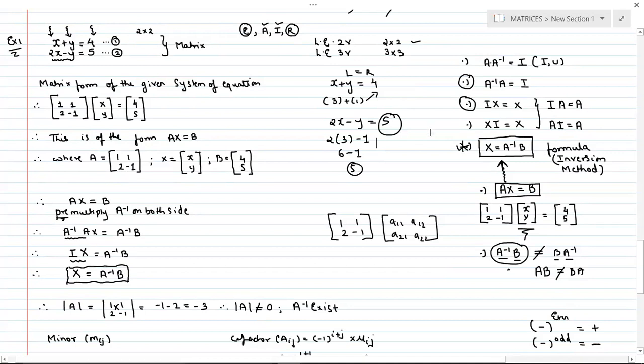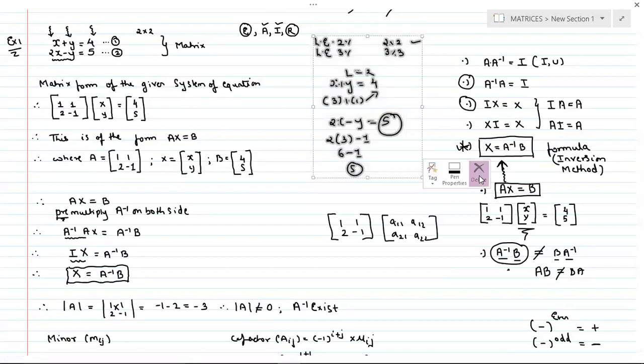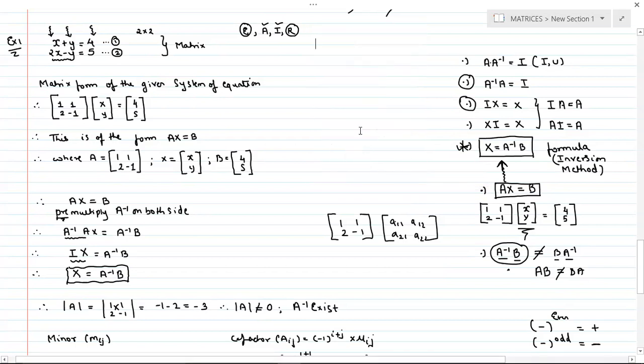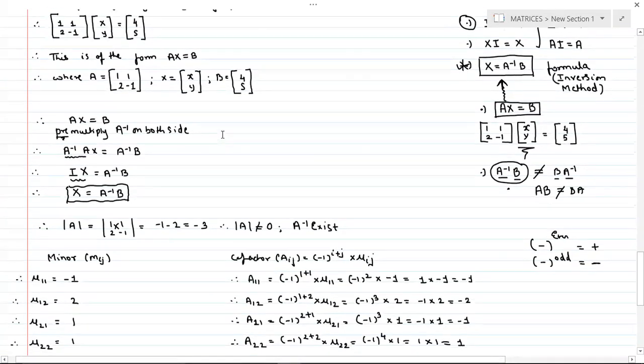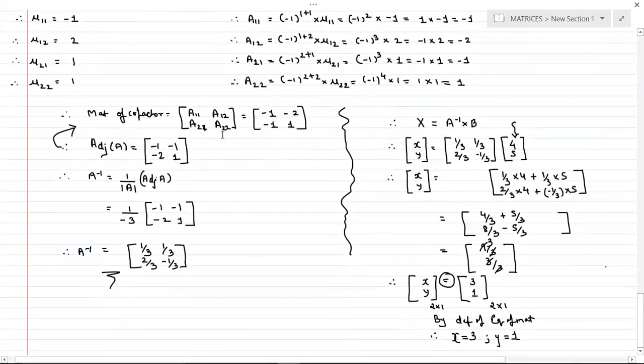So that's the end of the inversion method. Here we solved the inversion method with the help of the adjoint method. Okay, got the idea? So in this way, you have to present your sum in the board exam. As the adjoint method is lengthy, I know, but it is safe and simple compared to the elementary transformation method.